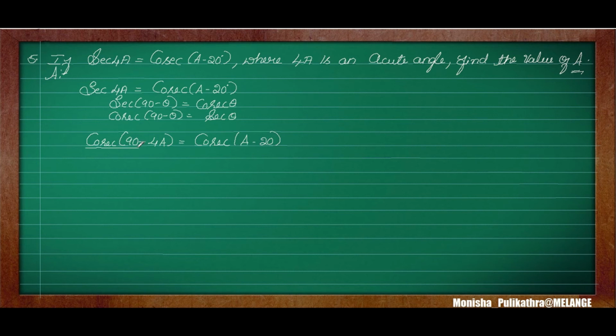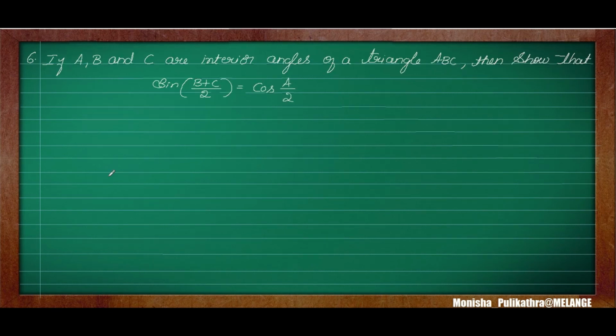We know that cosec of 90 minus means sec. So instead of sec 4a, we can write it as cosec(90 minus 4a). Again, this cosec is similar on both sides, so we can equate the terms. So 90 minus 4a is equal to a minus 20. So 90, I'll be shifting minus 20 to this side, it will become plus 20. And I'll be shifting minus 4a to this side, it will become plus 4a plus a. That is 110 is equal to 5a. So a is equal to 110 divided by 5. So it will be 22. So a is equal to 22 degrees. So that is what we need to find out here, the value of a. I hope you understood.